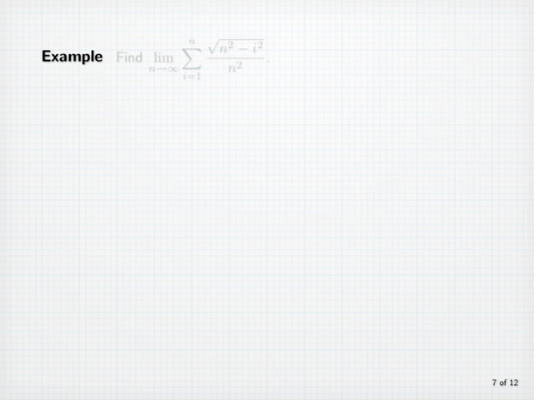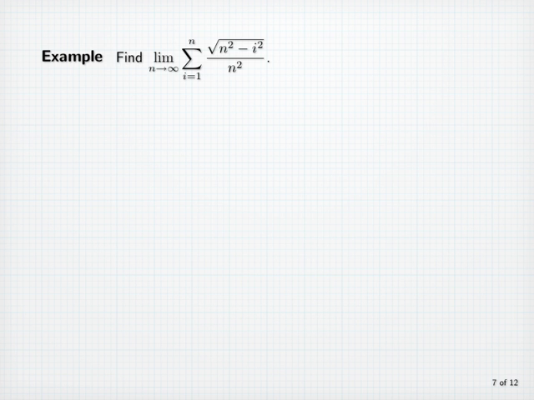Example. Let's find the limit as n goes to infinity of the sum from i equals 1 to n of the square root of n squared minus i squared, divided by n squared. Our approach here will be to try to interpret this limit as an area.